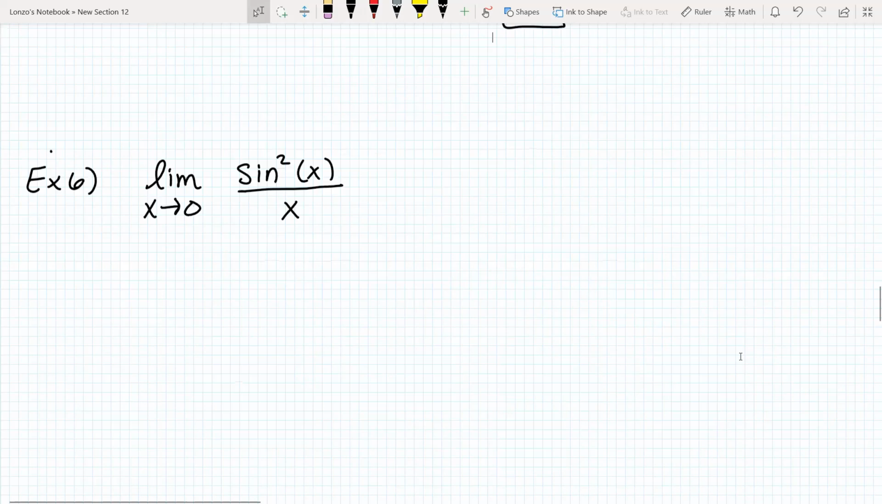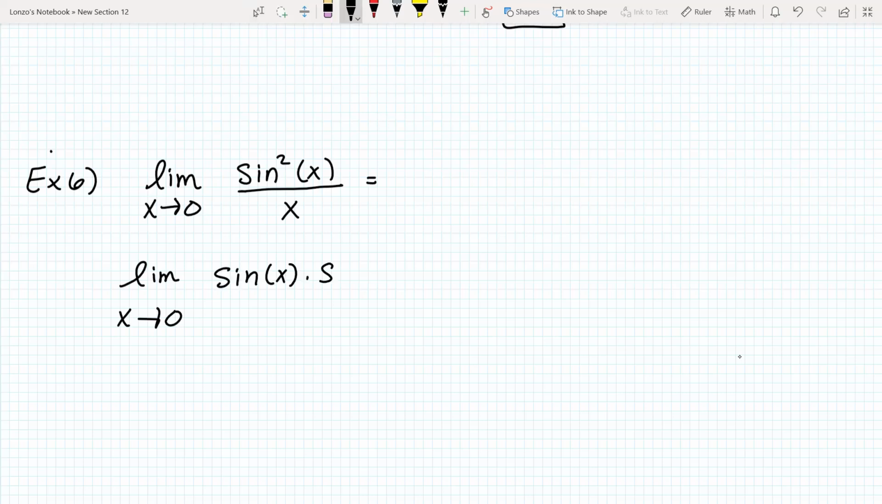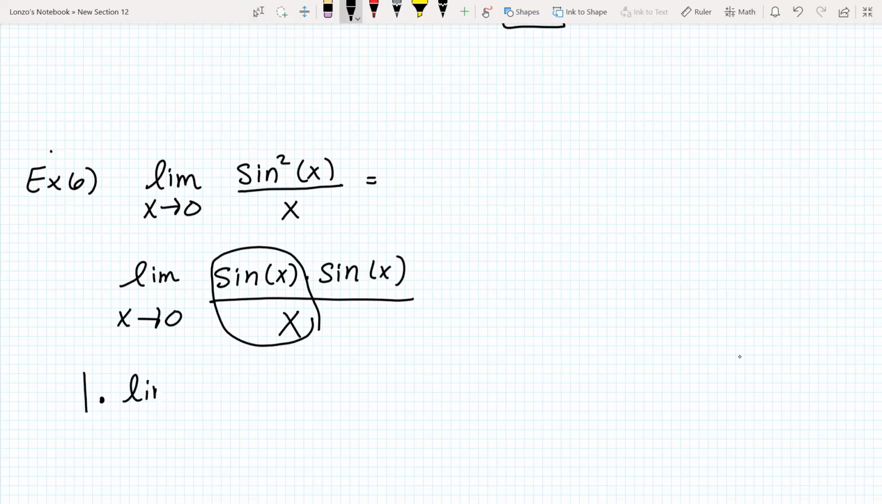Let's do example 6. The limit as x approaches 0 of sine squared x over x. The first thing I would do is rewrite this problem as the limit as x approaches 0 of sine of x times sine of x, all over x. Now you see that we have an identity. This right here is going to equal 1. So it's going to be 1 times the limit as x approaches 0 of sine of x.